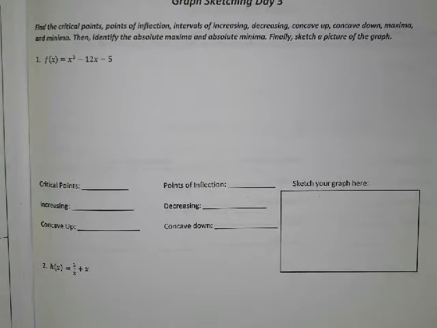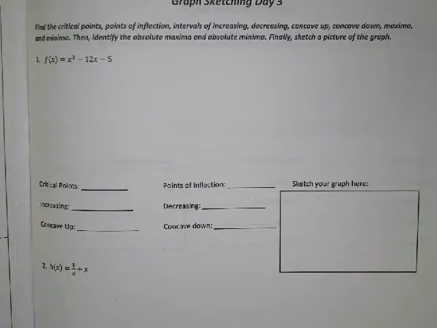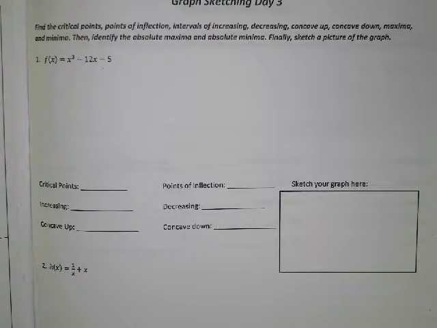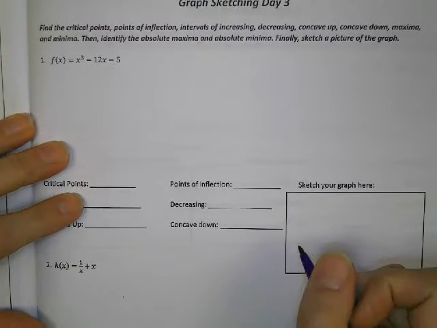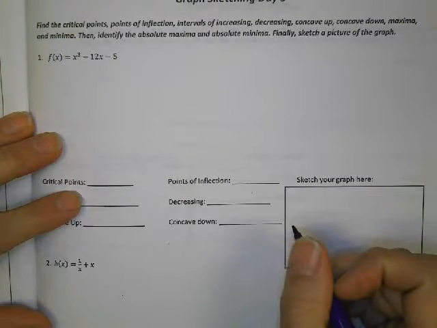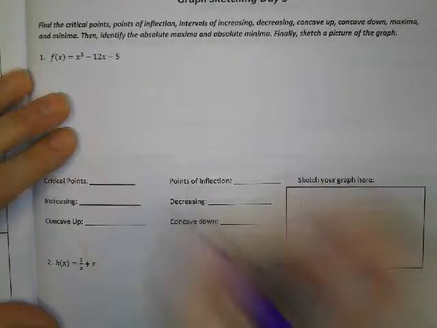So to get started, I'm going to go down to 2 colors here to simplify things a little bit. But the first thing I'm going to do is find my derivative and set that equal to 0. And that's going to help us find our critical points.